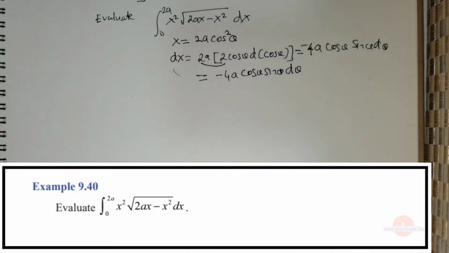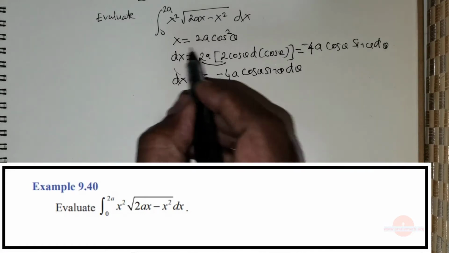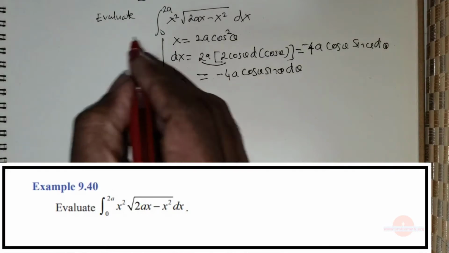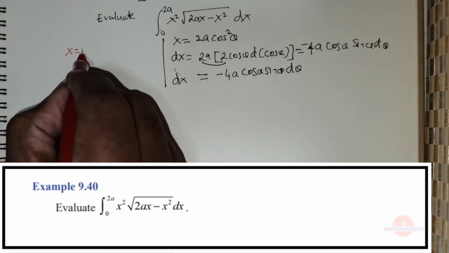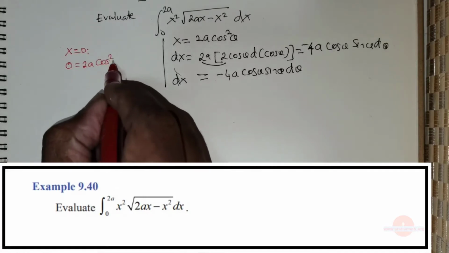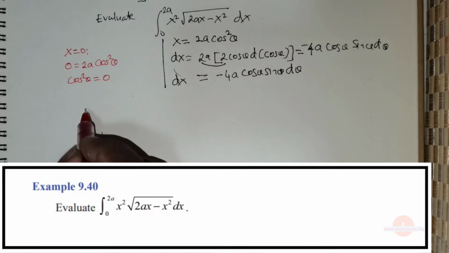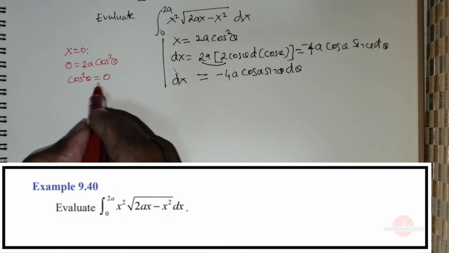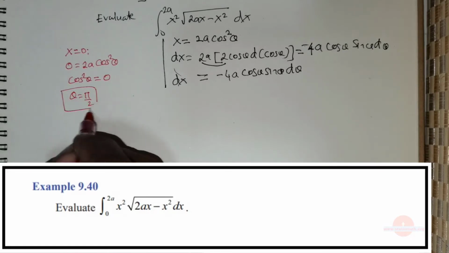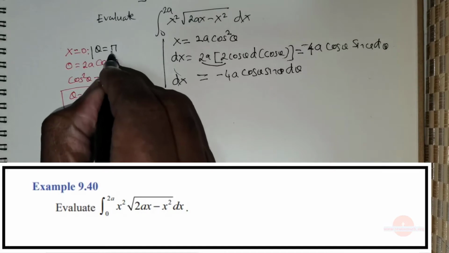Okay, so we now have dx, we have x, so now we need to take care of the limits. When x is equal to 0, you get 0 equal to 2a cos squared theta. So this means cos squared theta is equal to 0. Now what value of theta will give 0? Clearly theta should be pi over 2. So we have got the limit theta as pi over 2.